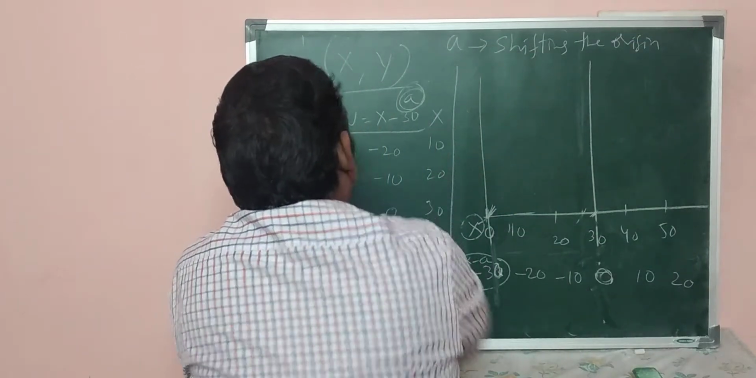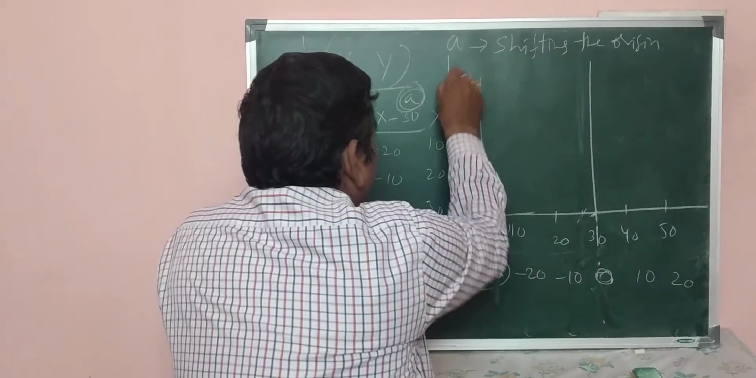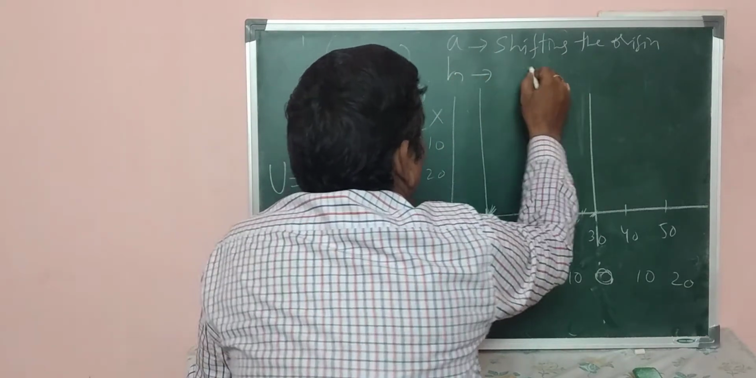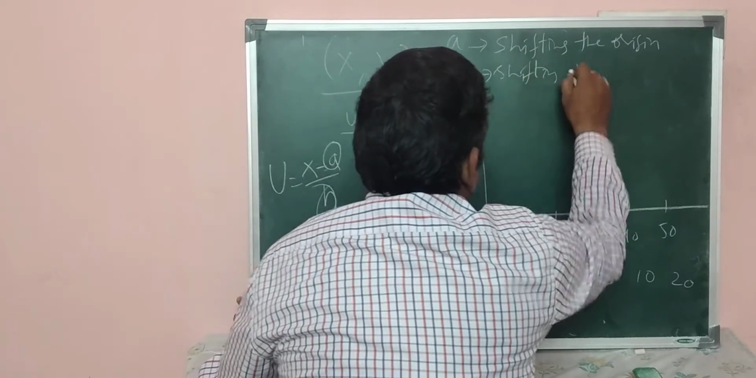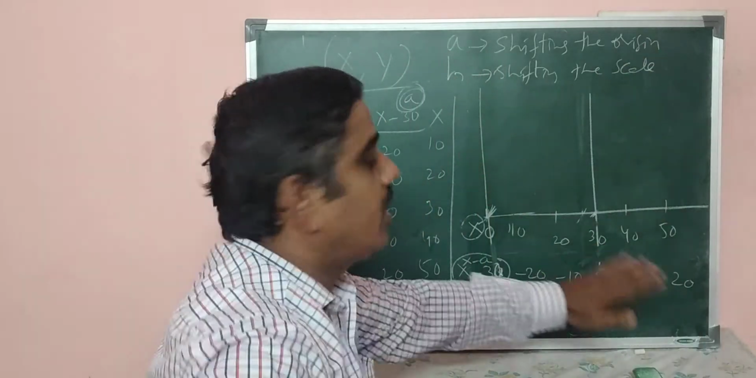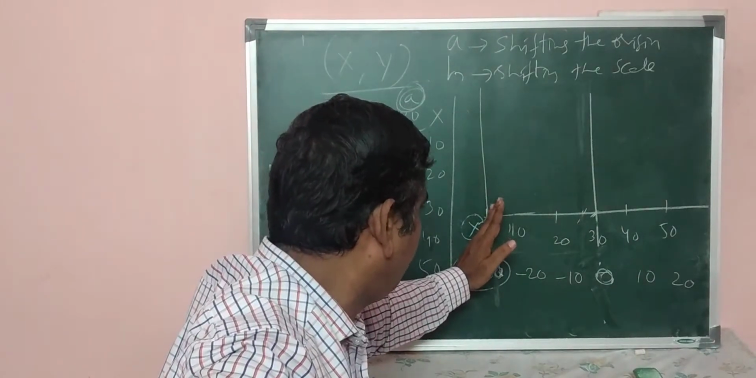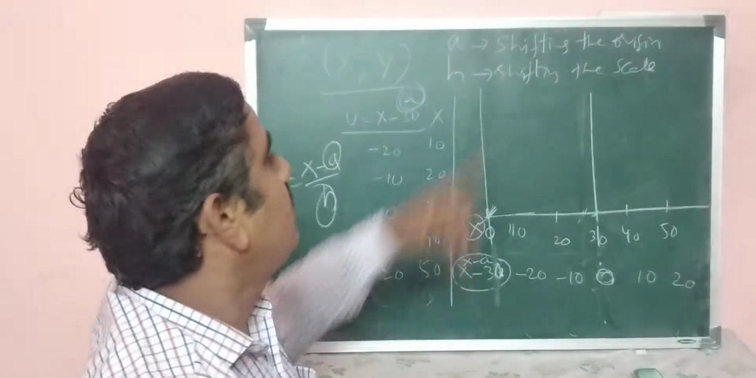What is h now? Now you see, what is h? H now indicates shifting the scale. Here the origin shifted from 0, this particular origin, to this origin shifted to here. Now what about the scale?